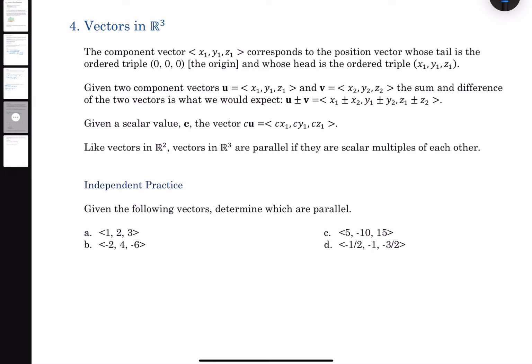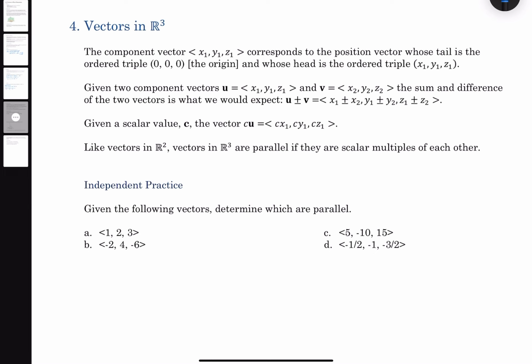If we had two component vectors like u and v, they add and subtract like you think they would. You would add or subtract the first components, add or subtract the second components, and add or subtract the third components. And if I gave you a scalar value like 4 and you multiplied it by the vector, that's really multiplying each component by 4.